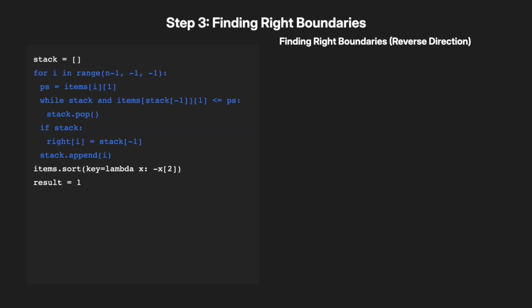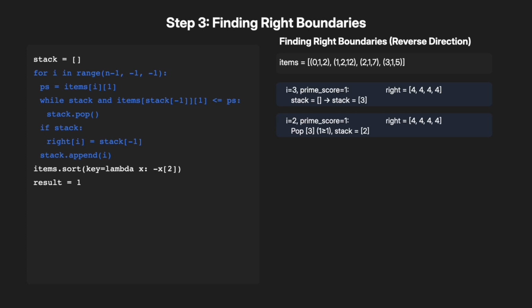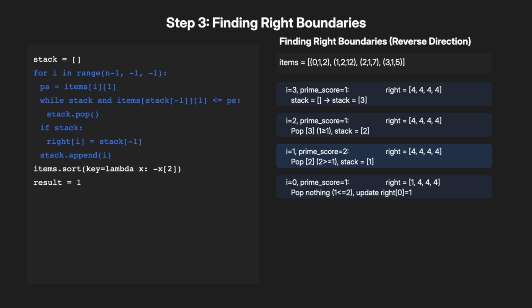Similarly, we find the right boundary for each element by processing the array from right to left. The right boundary represents the next position with a higher prime score. We start from the last element, 3, 1, 5, and work backward. For element 1, 2, 12, all elements to its right have lower prime scores, so its right boundary is 4, the array length. For element 0, 1, 2, the right boundary is 1 because element 1, 2, 12 has a higher prime score. After processing, we get right boundaries 1, 4, 4, 4.